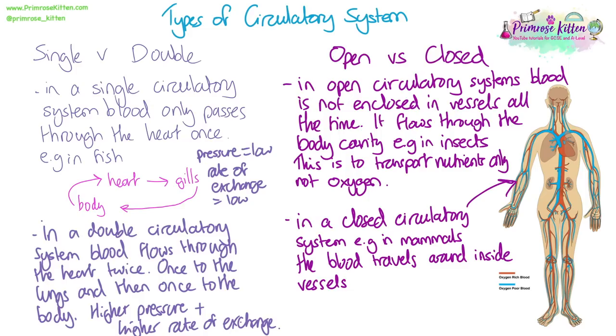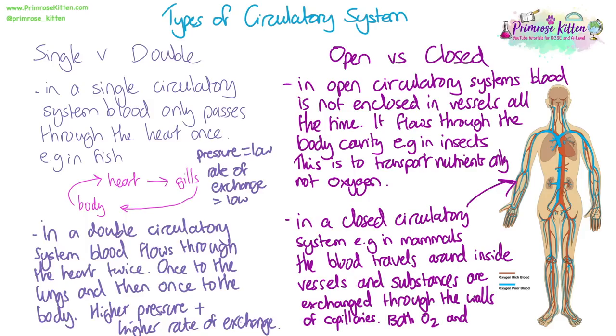In a closed circulatory system, like in mammals, including humans, the blood travels around inside vessels entirely. Instead of direct exchange between the fluid and the tissues, substances are exchanged through the walls of the capillaries. And because of this system, both oxygen and nutrients can be transported because the pressure can be maintained and therefore the rate of exchange is higher.